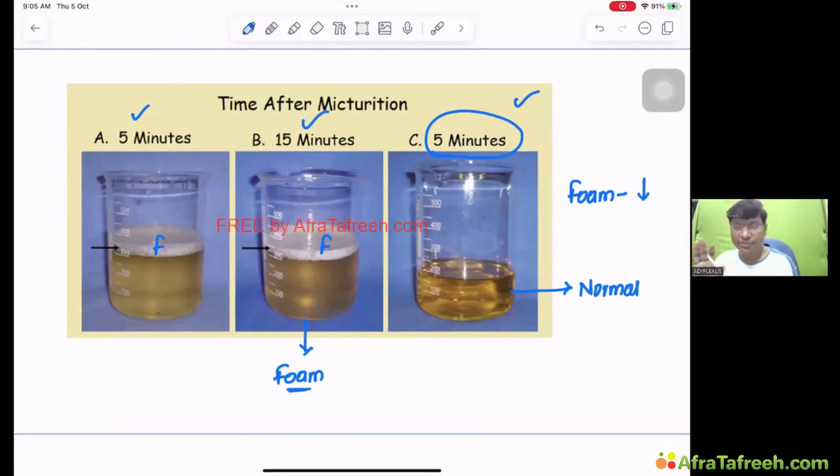I hope you have understood this point. Just give me a quick thumbs up. Were you able to analyze this? All right.